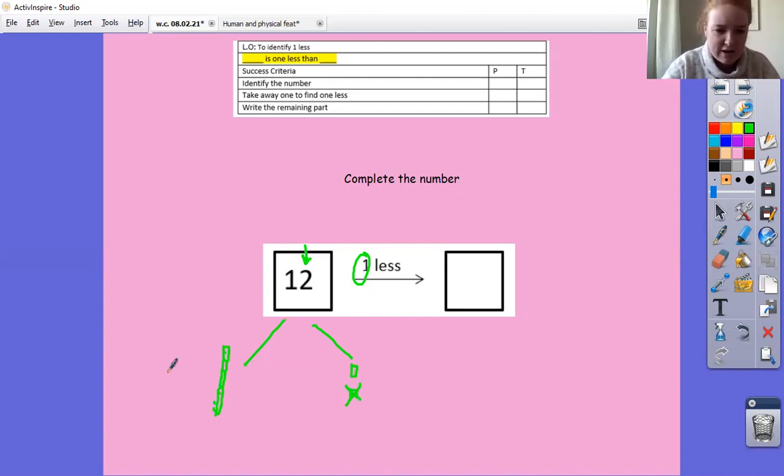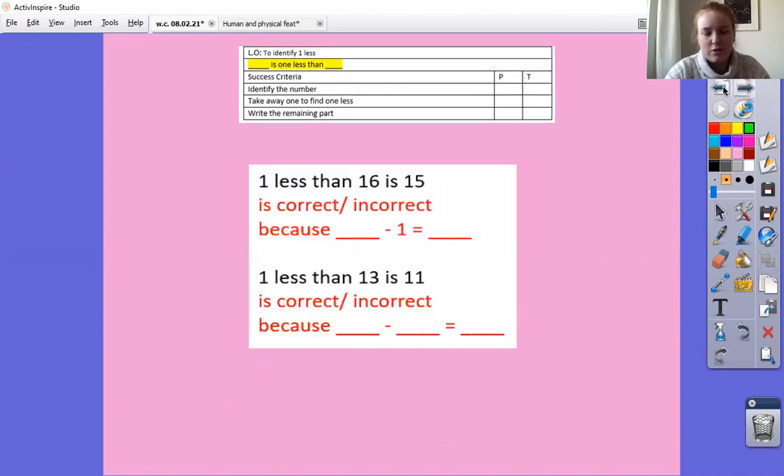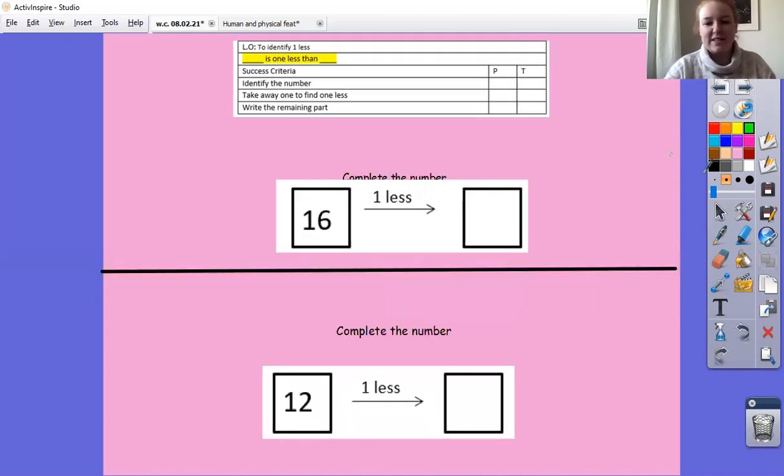So how many tens do we have? That hasn't changed. We still have 1 ten. And how many ones do we have? Now we have 1 one because the other one's crossed out. 11 is my whole. 11 is 1 less than 12. Ooh, there we go. Okay, let's have a go at this one.